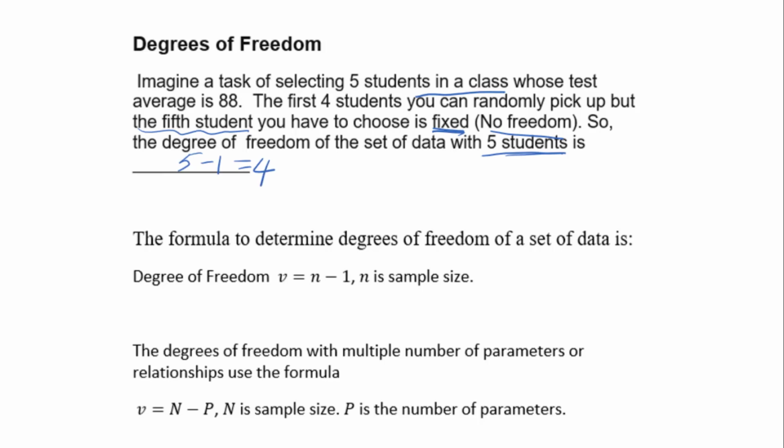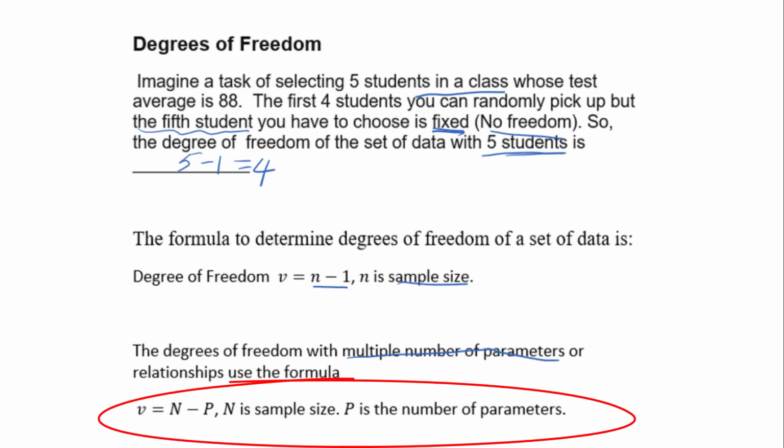The formula to determine degrees of freedom of a set of data is n minus 1. N is the sample size. The degrees of freedom with a multiple number of parameters or relationships use this formula: v equals n minus p. N is the sample size. P is the number of parameters.